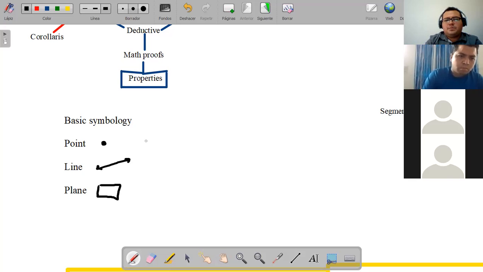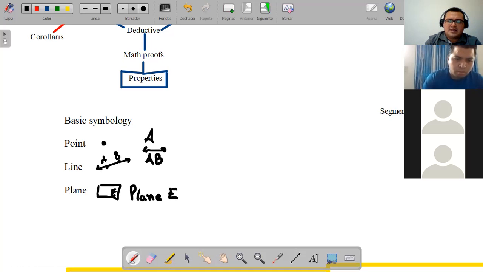So we can represent points with a letter, A. We can represent lines using 2 points of the line, for example, A and B, and we can call this one the AB line. Don't know if you have ever seen that notation. I think you're gonna see this notation in your books. For a plane, we can talk about it just with a capital letter, but we have to specify that it's a plane. Plane E, for example.